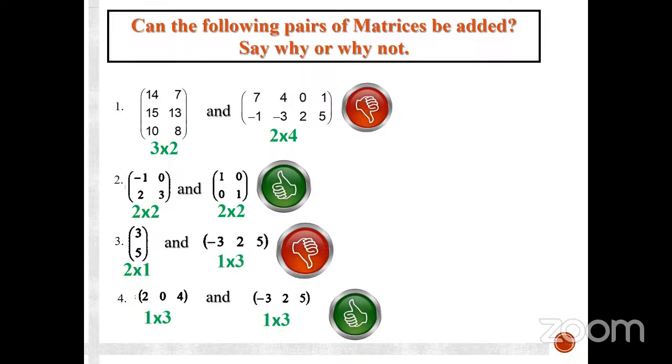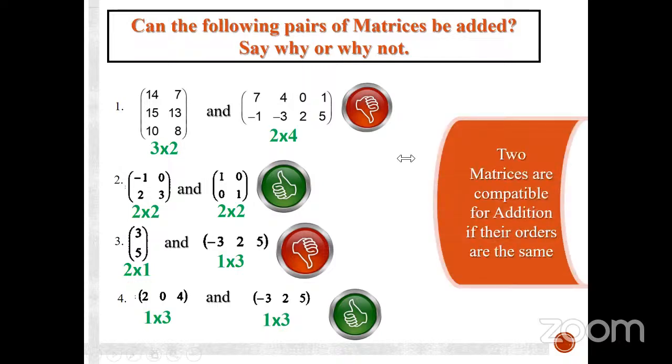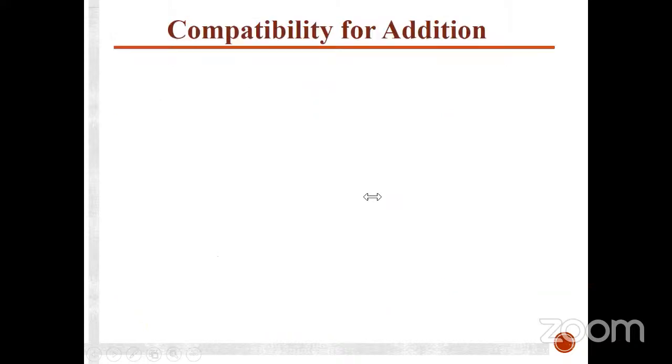So you are now able to identify the order of a matrix, and you're also able to determine whether or not two matrices are compatible for addition. A little later on, we're going to carry that out. So 2 matrices are compatible for addition if their orders are the same. So that's just a quick little reminder to you.